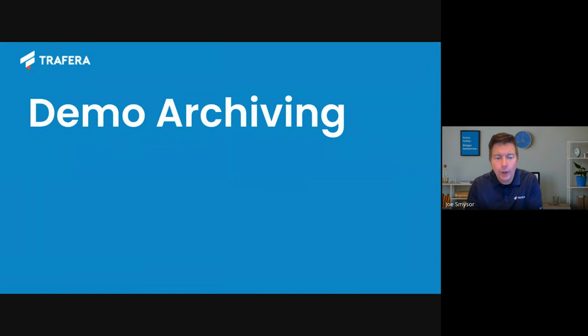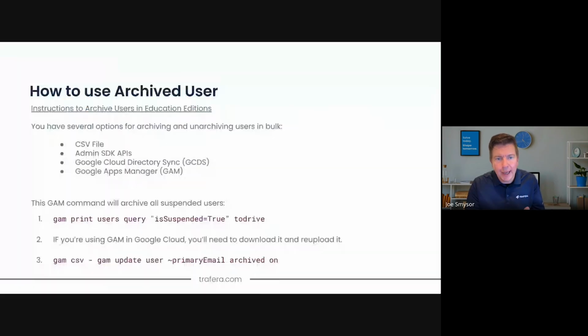All right, so with that, I want to briefly demonstrate how we can archive users in bulk. And I'm going to demonstrate this in a couple different ways. There are several options for archiving users, particularly users in bulk, giving you the flexibility to choose the method that best fits your workflow and your organization. You can use a CSV file. You can also use the Google Admin SDK APIs, Google Cloud Directory Sync or GCDS, as well as GAM.